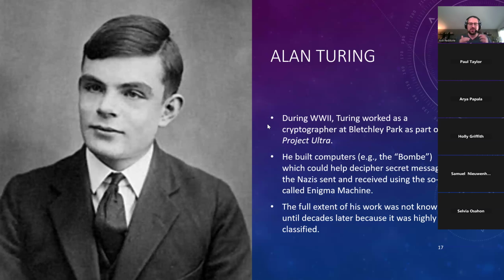So what Turing did when he got to Bletchley Park, which was where Project Ultra was, is he built these bombs that could work out the settings on the Enigma machines. This was huge, right? Because this was so classified, the full extent of his work was not known until not just after the war, but after his death, which was in the 1950s.